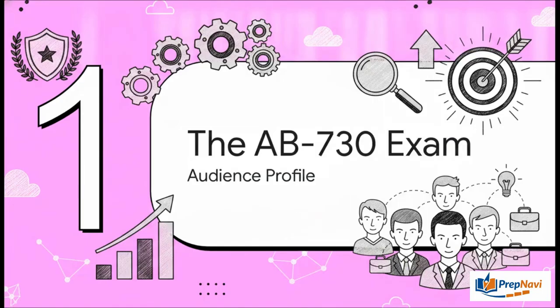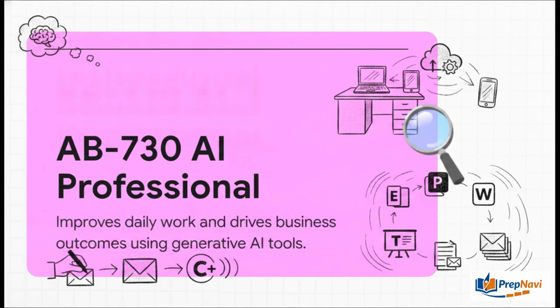Okay, Part 1, the AB-730 AI exam. So what exactly is an AI business professional? Basically, as a candidate for this certification, you're expected to know how to use AI to make informed business decisions, and you do all of this without building custom apps or writing a single line of code. It's really designed for the modern professional. Think of it like this. This certification proves you've evolved from a manual content creator into an AI-assisted director.